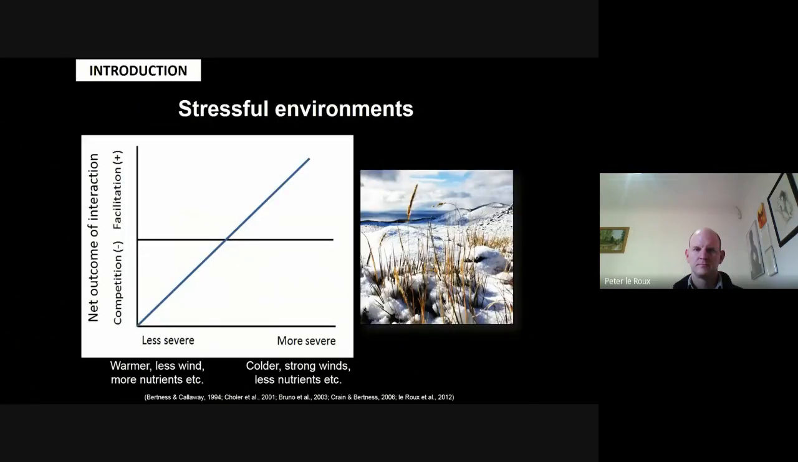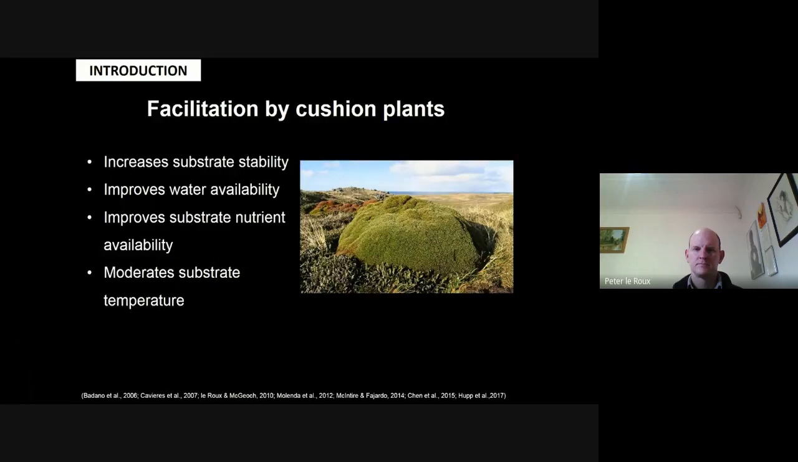However, in stressful environments, we often see positive interactions between species too. The stress gradient hypothesis posits that these facilitated interactions will be more frequent and more intense under increasingly severe conditions. And indeed, the majority of studies support this idea. Therefore, in stressful environments like Antarctica and the subantarctic, we expect at least some interactions between plant species to be positive. A common example of positive interactions in severe environments is facilitation of other plant species by cushion plants.